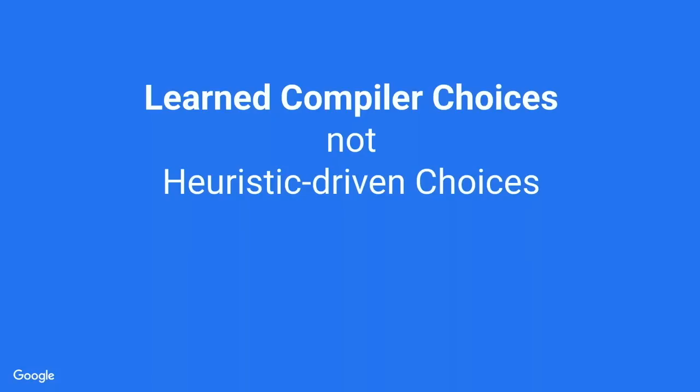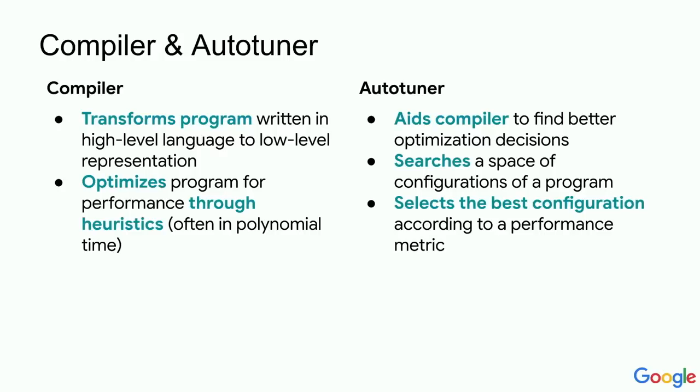So one area is learned compiler choices, not heuristic-driven choices. For example, in a compiler and auto-tuner system, there's a lot of opportunity because it's a very measurable end result of what you want. If you have a harness, you can measure the performance of code compiled one way or another way, with this flag or with that flag, and you can get a very clear reward signal of how well your choice is doing.